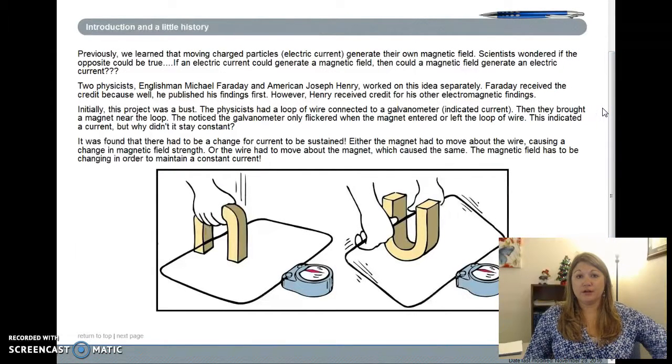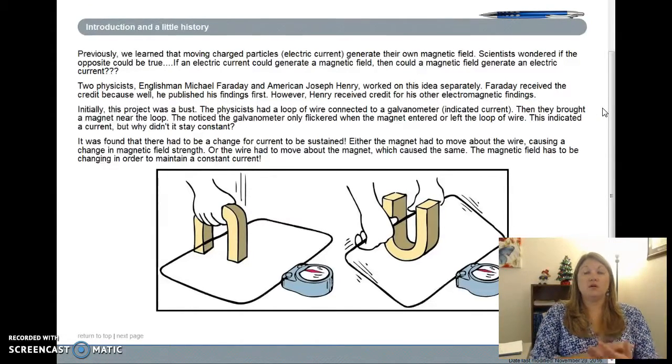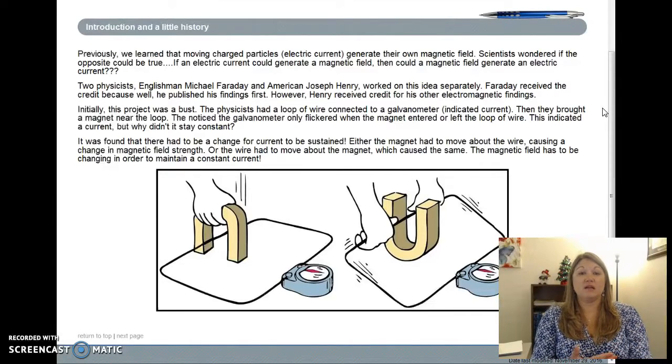We previously learned that moving charged particles create a magnetic field of their own. Well, scientists wondered if the opposite could be true. If moving charges could create a magnetic field, could a magnetic field then generate an electric current, cause charges to move? So two physicists, Michael Faraday and Joseph Henry, started working on this.